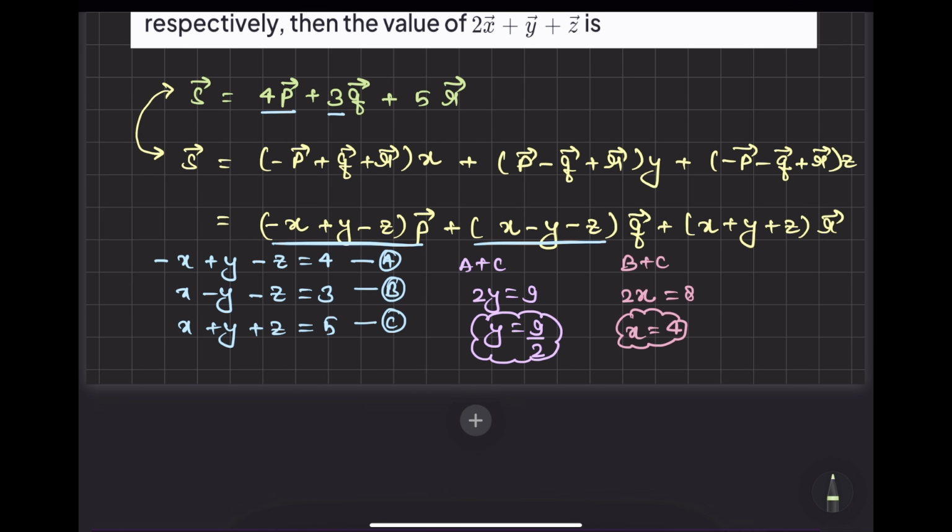Now we need to find out the value of z. So how will we get z? Yes, we will add A plus B. Look at this. If you add A plus B, minus x plus x gone, plus y minus y gone, and minus 2z is equal to 7. So z will be minus 7 by 2. So we got our z. This means we got x, y, and z.